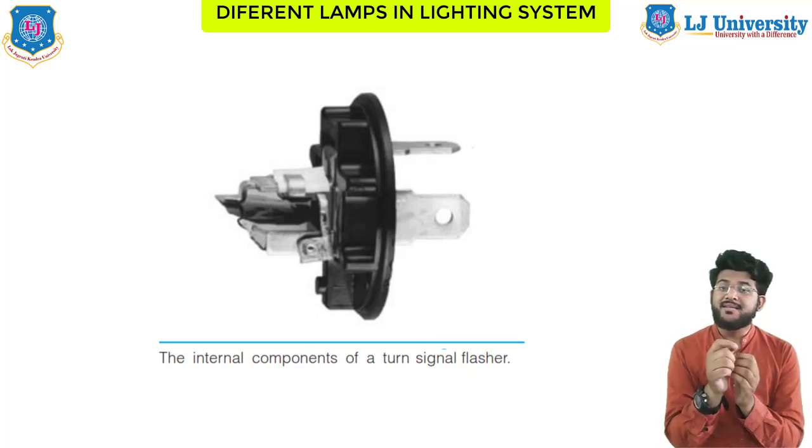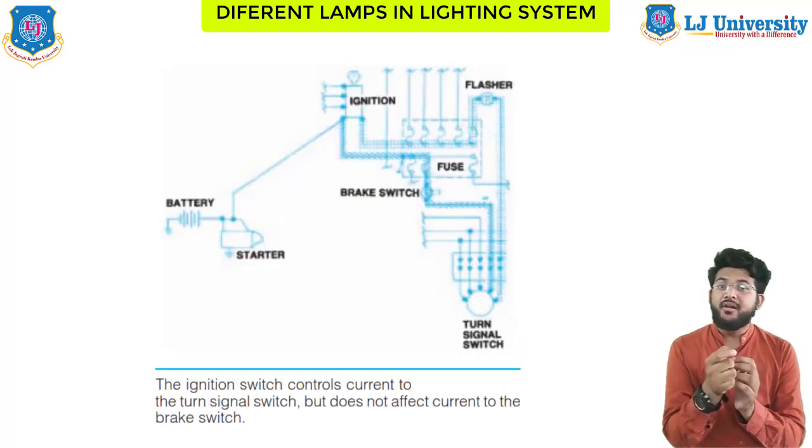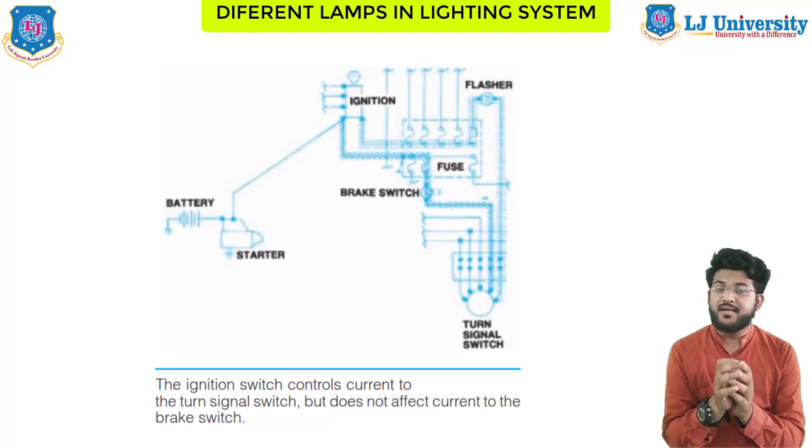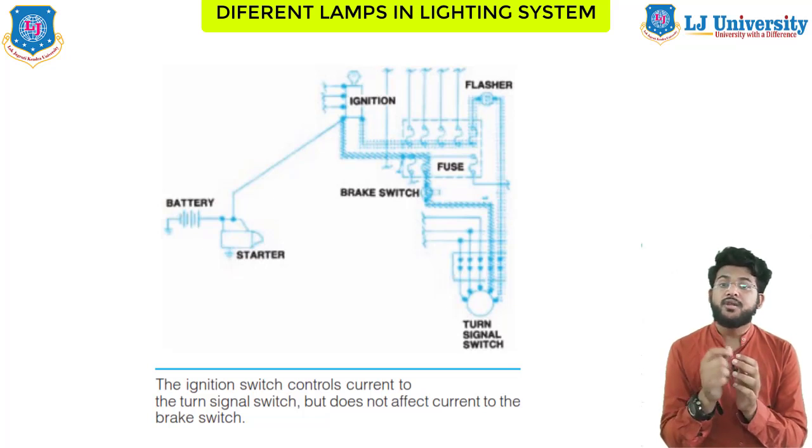Let's see about the switches, fuse and flashers used in it. Several units affect current flow through the stop lamp and turn signal circuits. The ignition switch is located between the battery and the turn signal switch, so current cannot flow through the turn signal switch if the ignition switch is off.